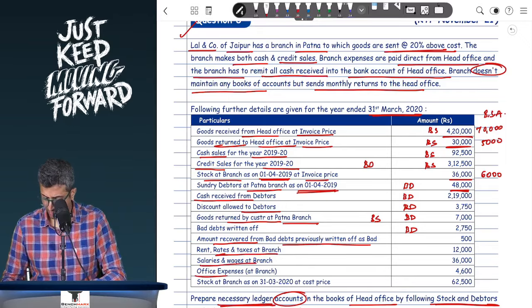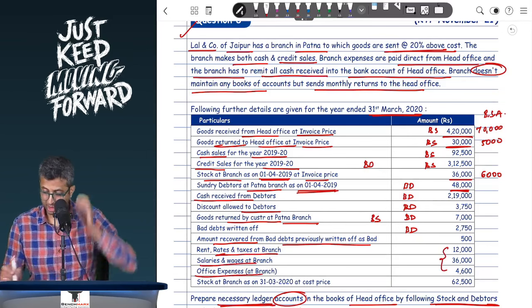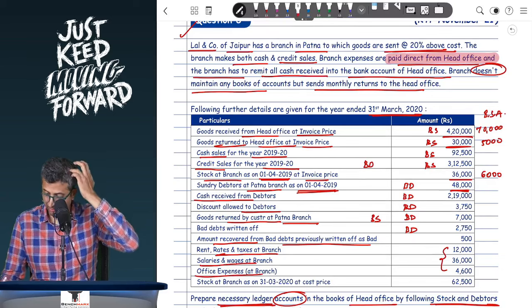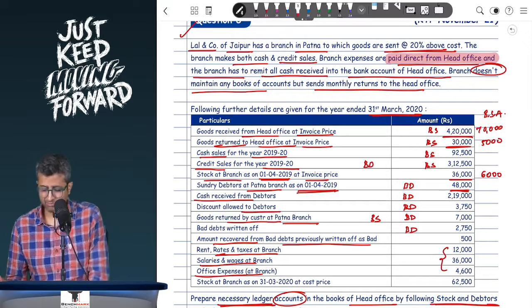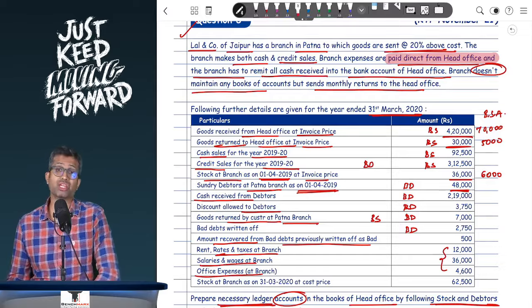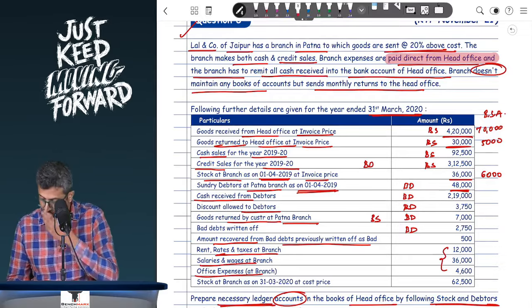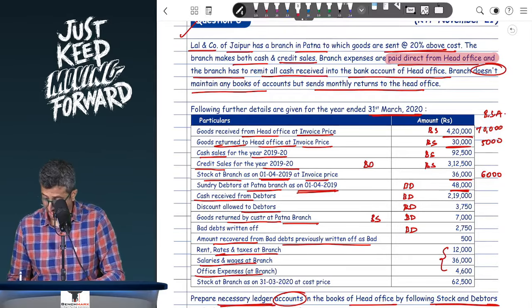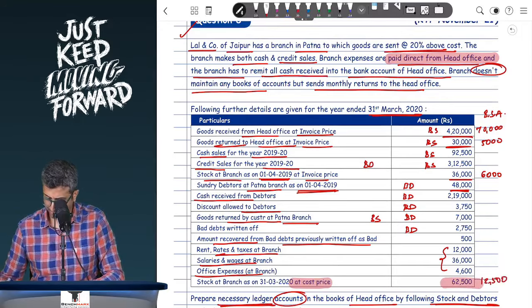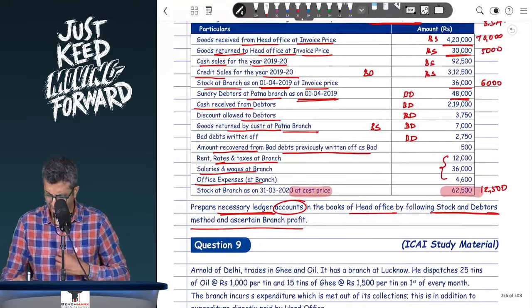Salaries and wages, office expenses. All of these, if I go to see, are expenses which are clearly told to be paid by the head office. So this will impact the branch expenses and the branch cash, and stock at the branch at cost price 62,500, on which 20% or 12,500 will be your closing stock reserve. So you have to prepare the necessary accounts.